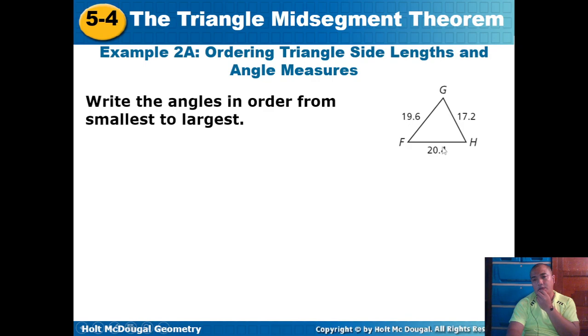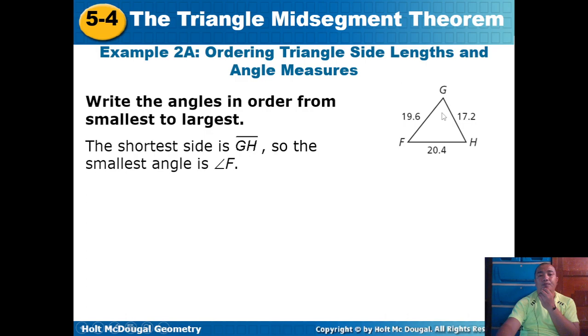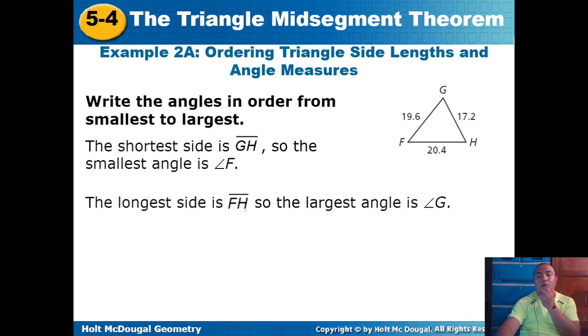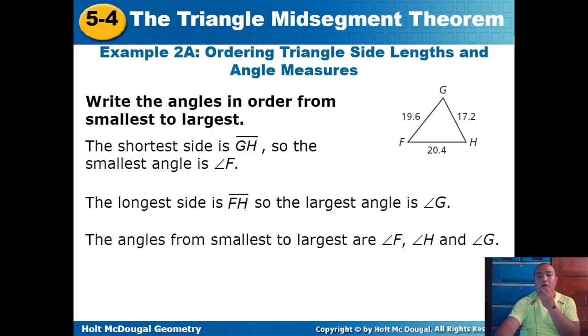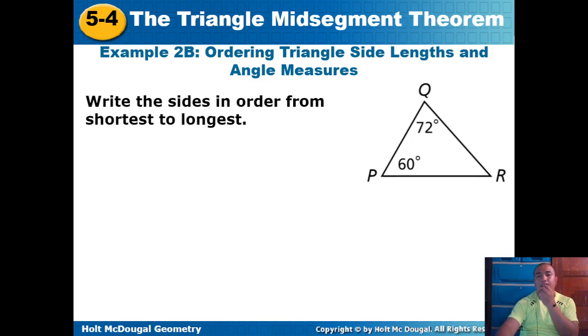Of course, the smallest angle is opposite 17.2, angle F. Next is angle H, then angle G. Smallest angle is angle F. Longest is angle G. Second longest is angle H. So the angles from smallest to largest are angle F, angle H, and angle G. Now write the sides in order from shortest to longest.